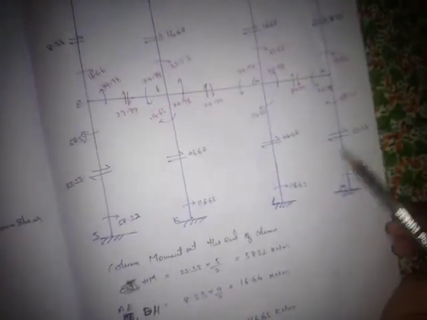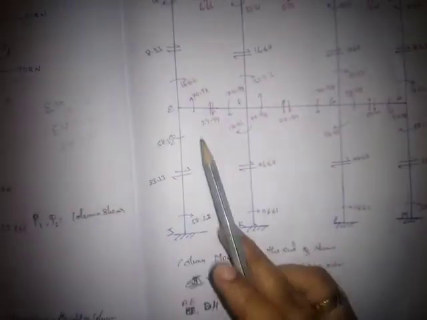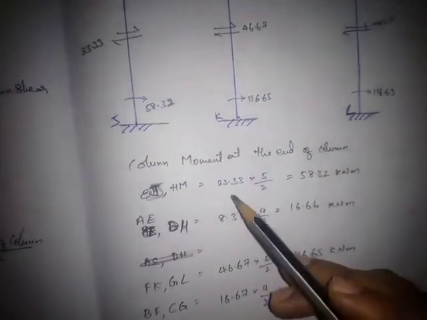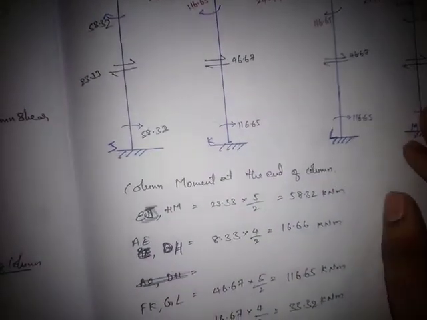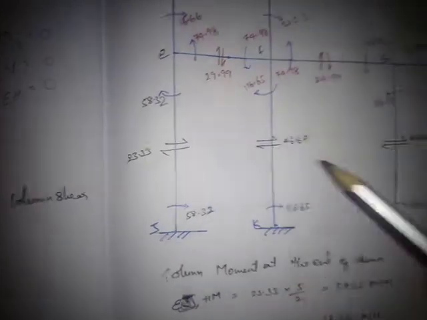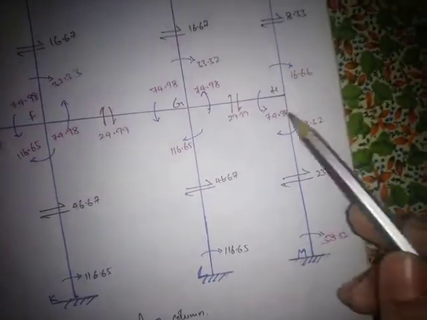Okay, so the same concept we are using, as the column height and the loads are the same with respect to EJ and HM. We are taking both the conditions, that is 23.33 into 5/2, which gives us 58.32. Okay, this 58.32 we are supposed to represent in both the cases, HM and EJ.